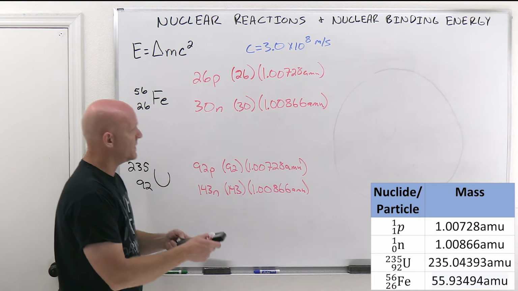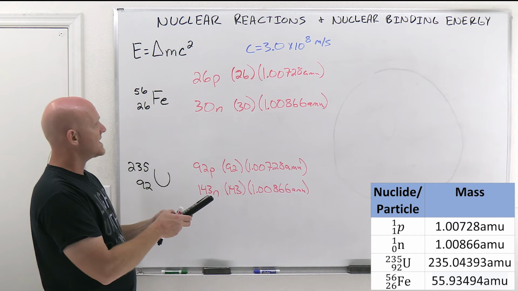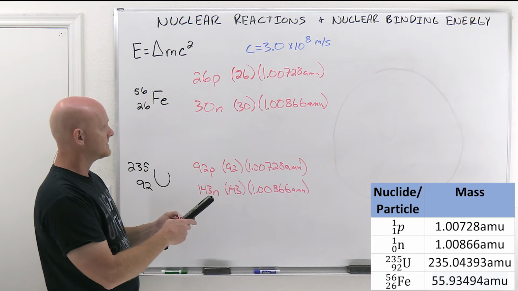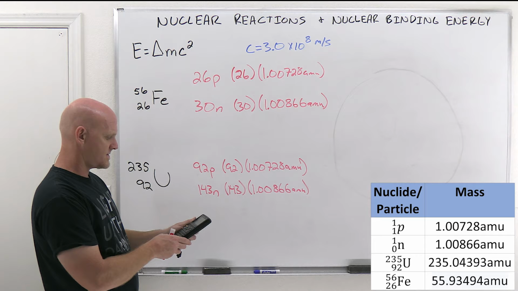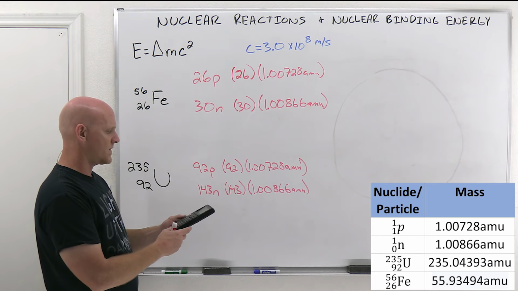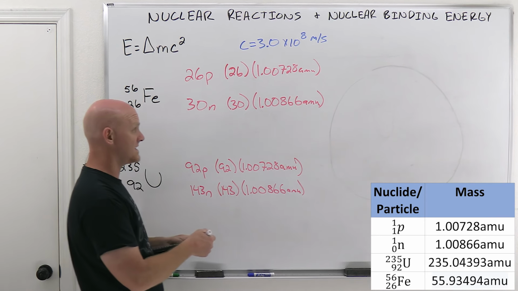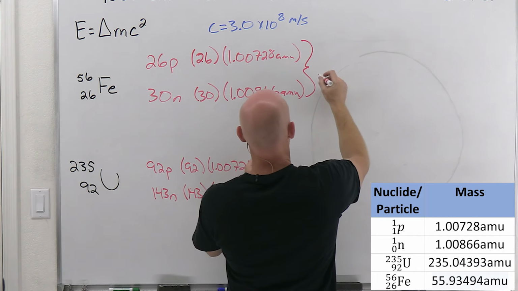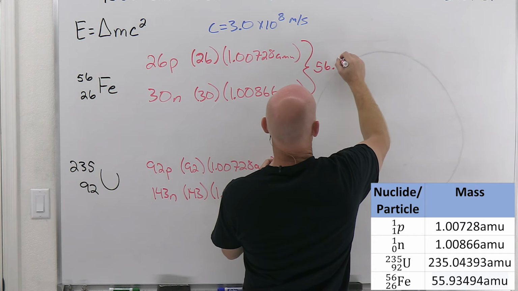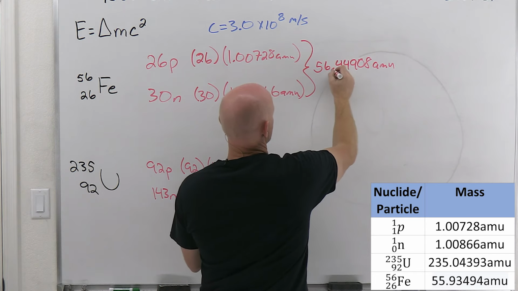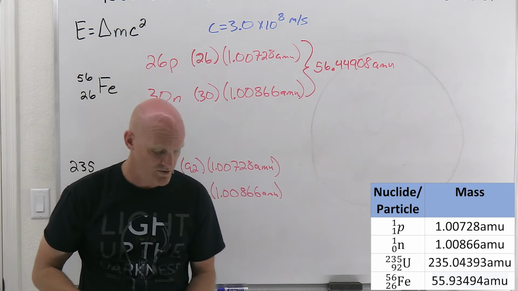So we'll start with iron from this point on. We've got 26 times 1.00728, and that's going to get us 26.18928. And then I'm going to add to that 30 times 1.00866, and we're going to get 56.44908. Keep as many decimals as you can. So combined, this is 56.44908 AMUs. Cool, so that's the total mass of the protons and neutrons combined.